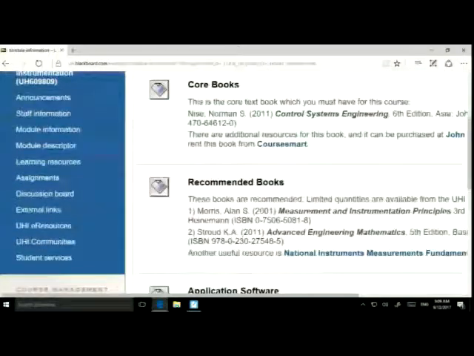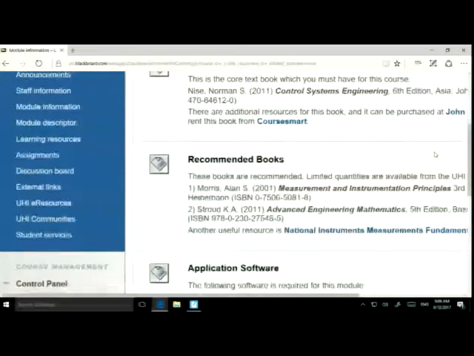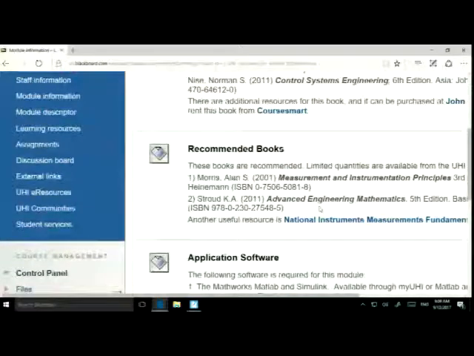There's the details of your core book, so this is the one you need to buy. You can try and get it on Amazon. You can get it from CourseSmart as well, but I think Amazon probably sell them too, so it's probably cheaper there. There's some recommended books, which I don't say you have to buy. You can get those from the library or try and borrow them from earlier students or whatever. You don't need them right through the course. We only get into them now and again.